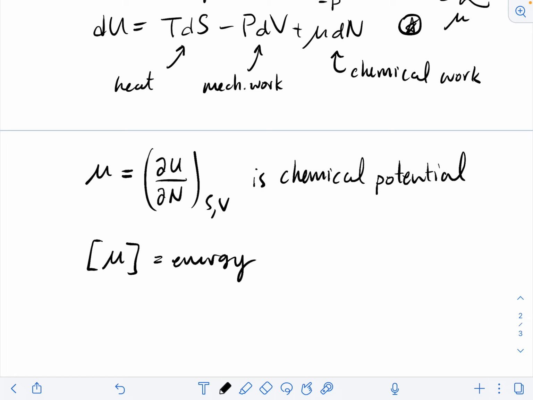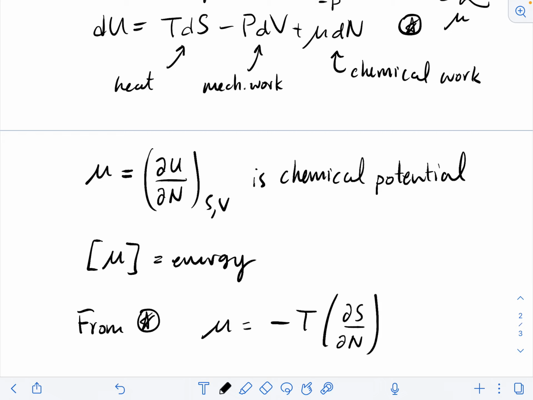Okay, from equation star, we could write a different expression for mu. So let's imagine a process at constant U and constant V. And so then the dU term vanishes and the minus PdV term vanishes. And then in that case, we could write mu as minus T times the partial derivative of S with respect to N. So mu is equal to minus T times the partial derivative of the entropy with respect to N when internal energy and V are constant.